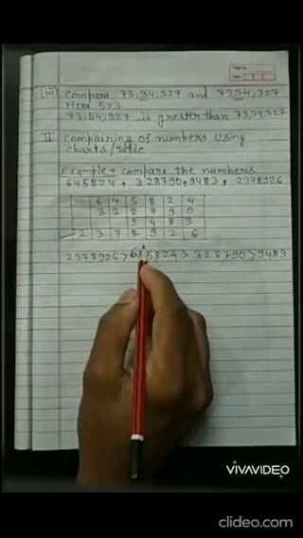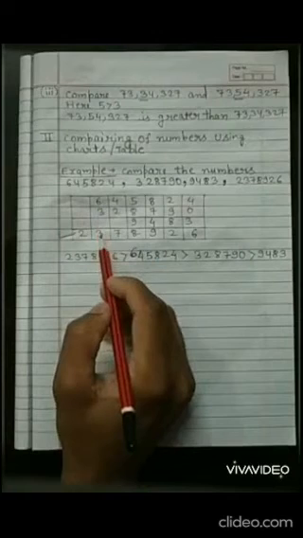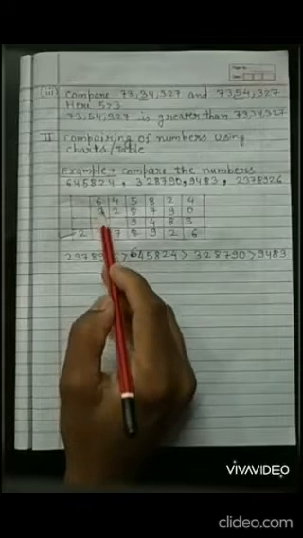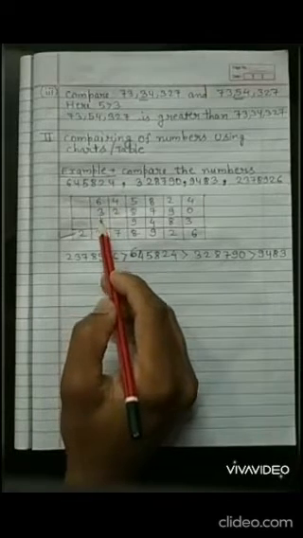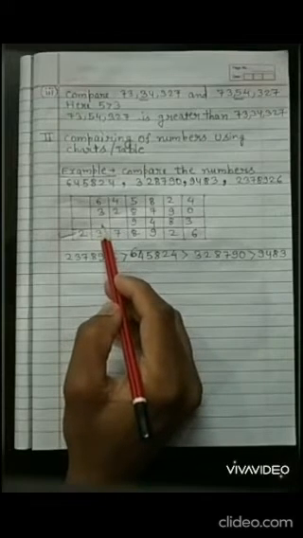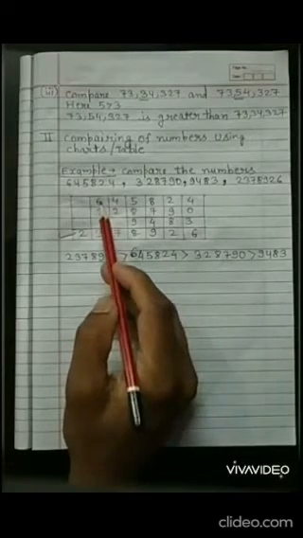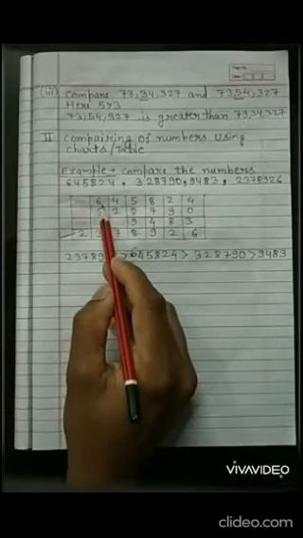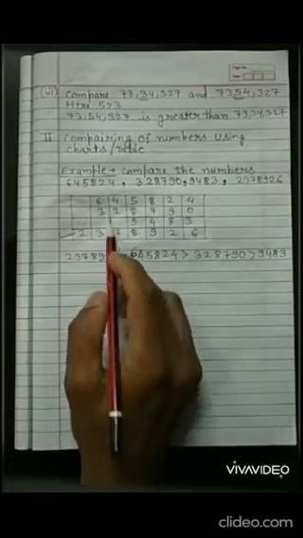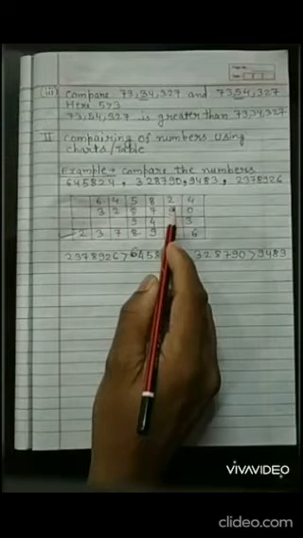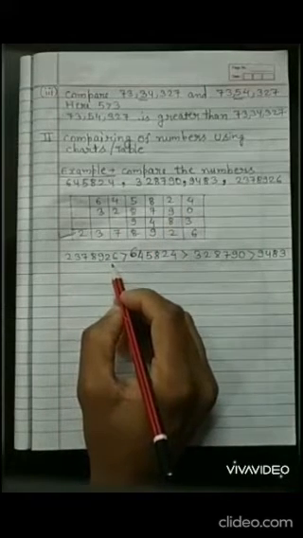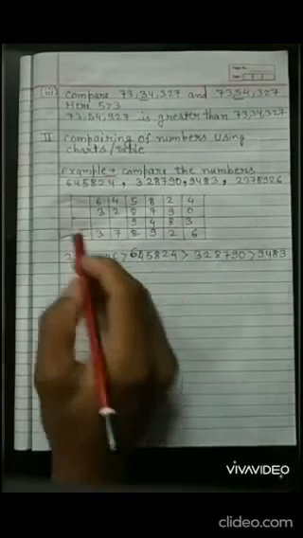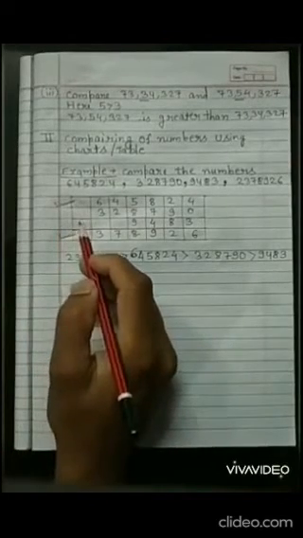Now we are going to check all the boxes of the second column. In this second column, the digit 6 is in this box, the digit 3 is in this box, and there is no digit in this box. So here we can see 6 is the greatest digit. So in this case, this number will be the greatest after this number. So I have written this number in this place. Now this number is also done.